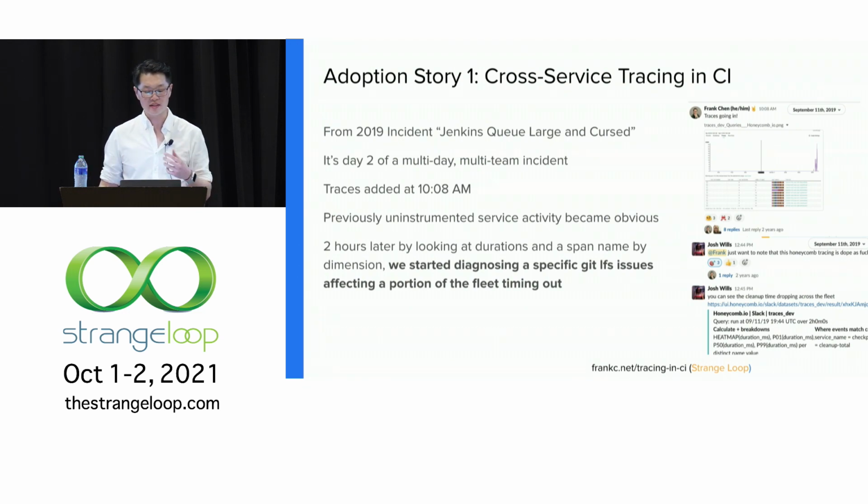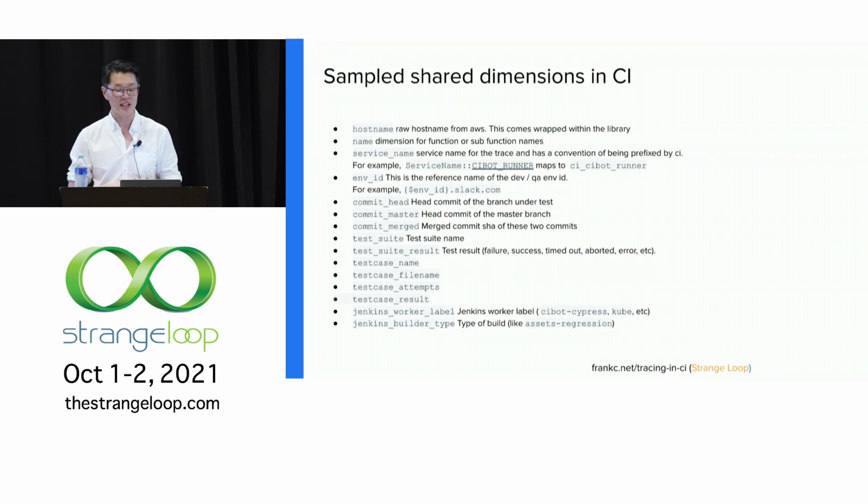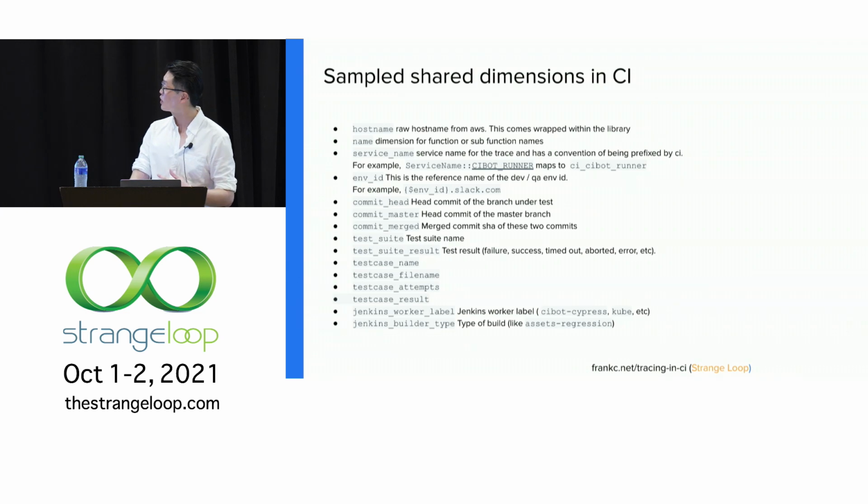Over the next few months, this led to the first of many targeted investments for CI tracing. Here's a sample of the shared dimensions we created for users and developers in CI to make queries in Honeycomb legible and more accessible. These dimensions were stubbed early in our library and instrumented with a few clients. Since then, various teams have extended and reused these dimensions for their use cases.